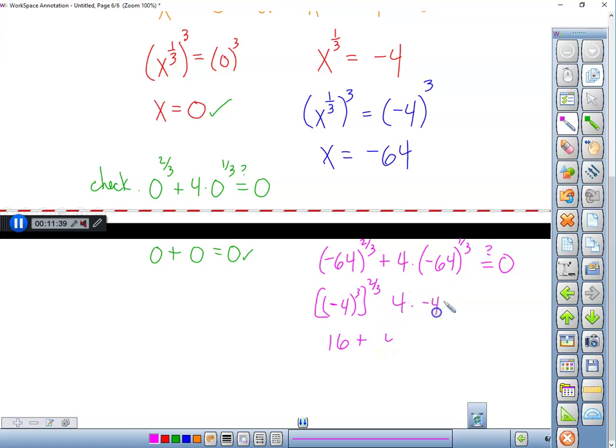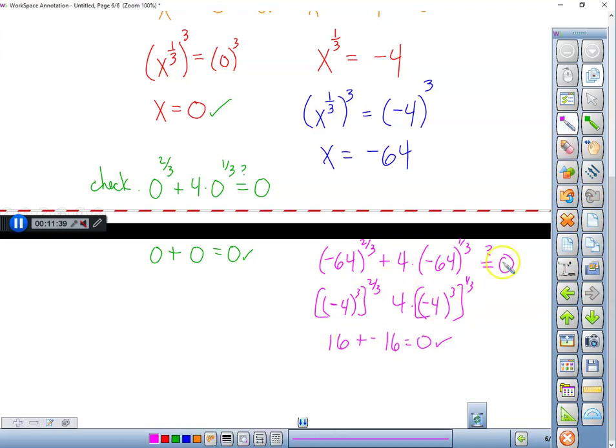This would be negative 4 cubed, and that's to the 1/3. 3 times 1/3 is 1. That's negative 4. Negative 4 times 4 is negative 16. I'm just going to write it out. Let's change that. And so that is 0.